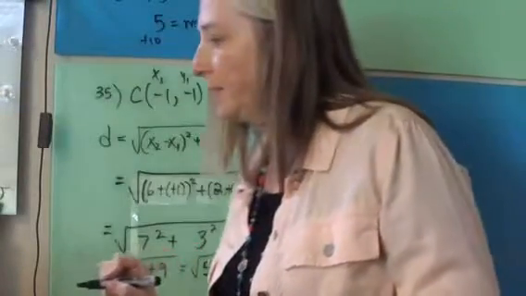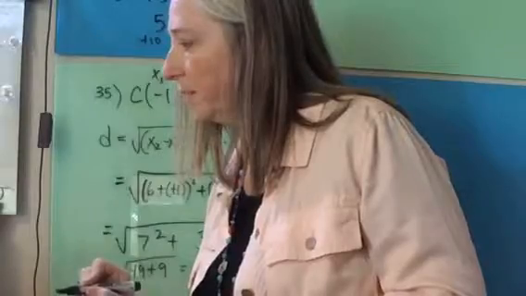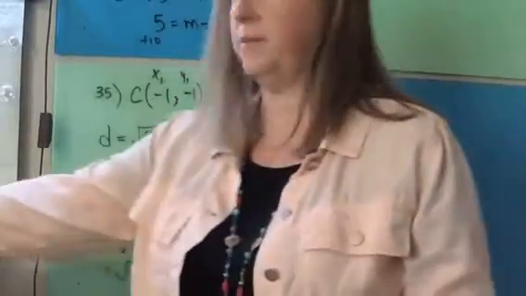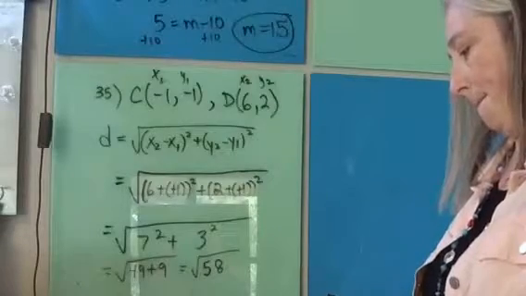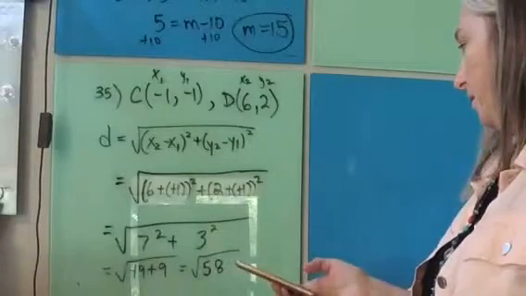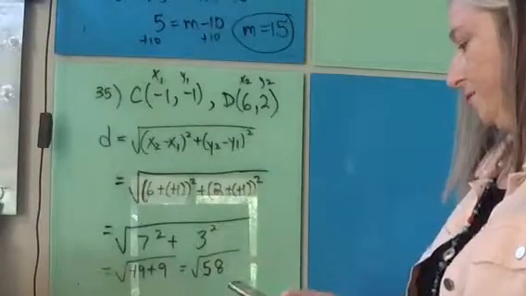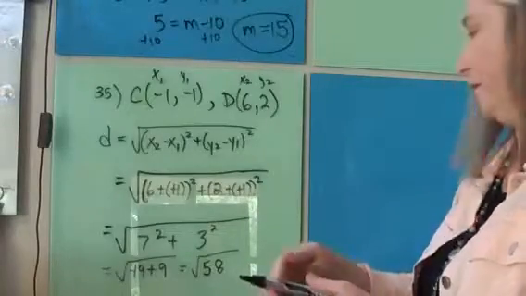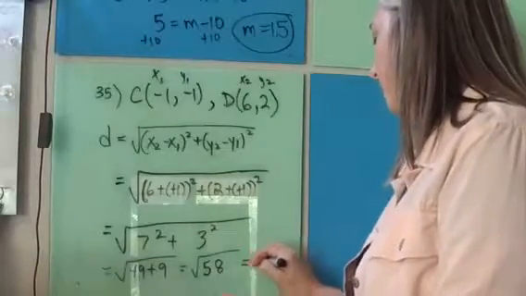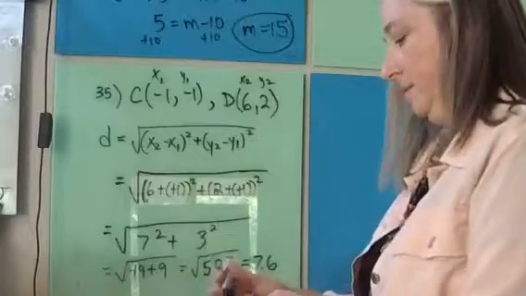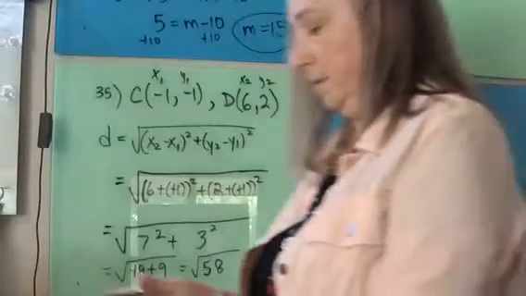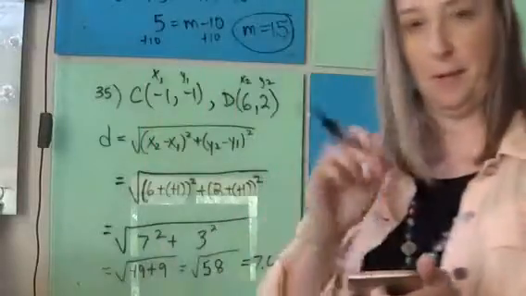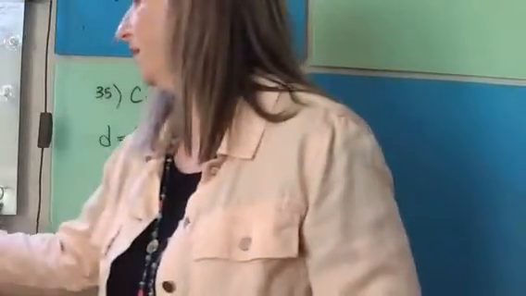All right, they did ask me to round it to the nearest tenth. So in that case, you'll use your calculator and just put in the square root of 58, and that would give me 7.6. Okay. I'm keeping my time on this so I don't go too long.